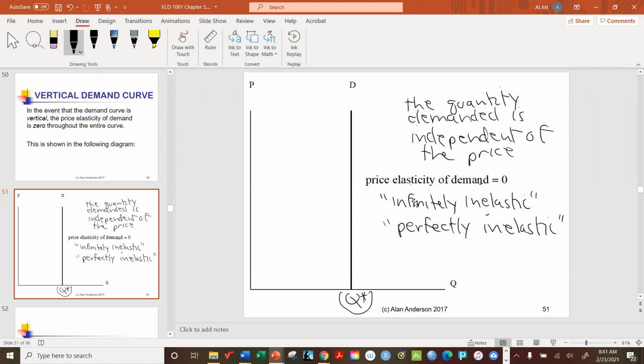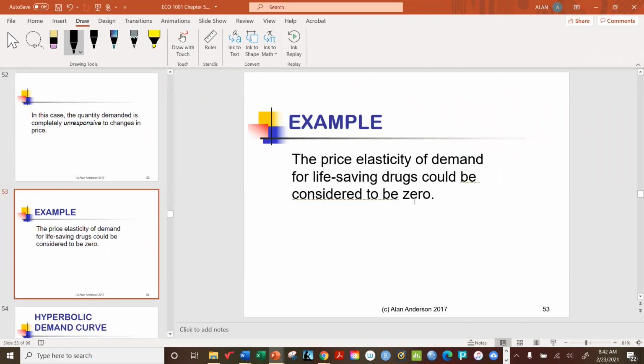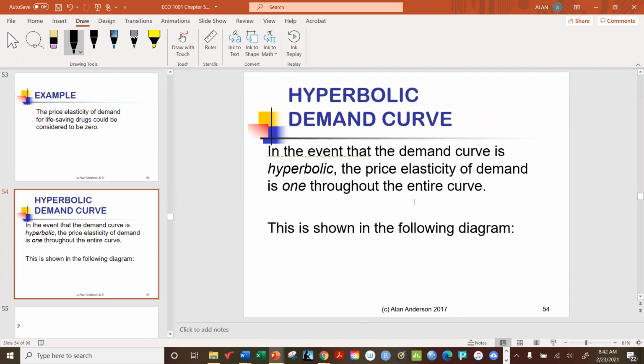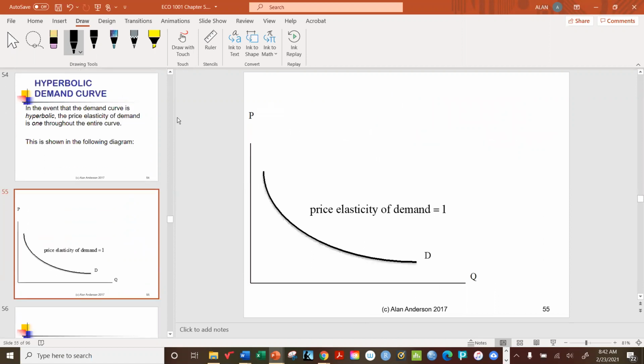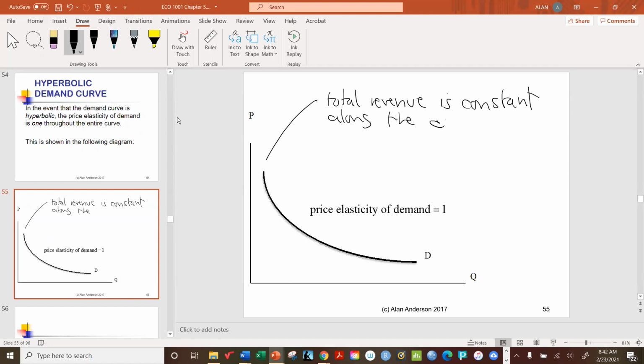And then we have this other really bizarre case, the hyperbolic. Look at this thing. So the way this thing is constructed, you can't tell from looking at this curve, but what's happening is that total revenue is constant along the entire curve. All right, let me show you an example of this.